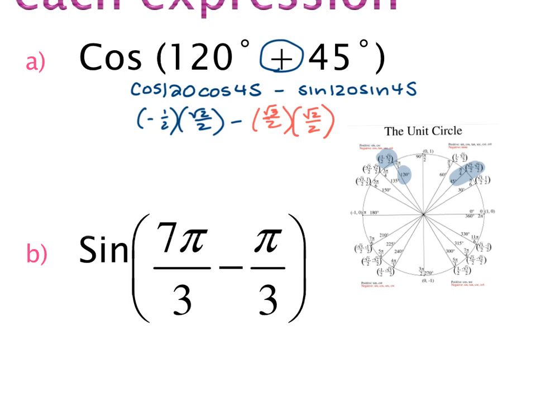And then we multiply and simplify. So this would be negative root 2 over 4 minus root 6 over 4. And I rewrite it as negative root 2 minus root 6 all over 4.